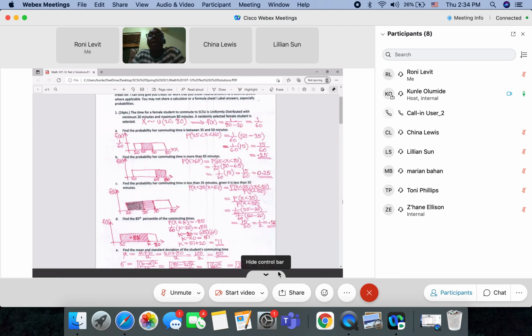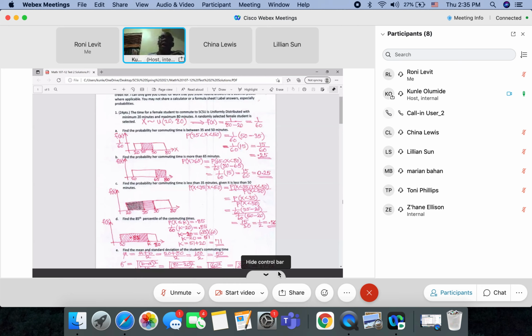And then probability of x greater than 65. Even if it's greater than 65, it's not going to go beyond 80, so it will be x between 65 and 80. Let's sketch another graph for part B. Again, you do the height, which is 1 over 60, times the difference between 80 and 65, which turns out to be 15 also. So it's 15 over 60, which is 0.25.